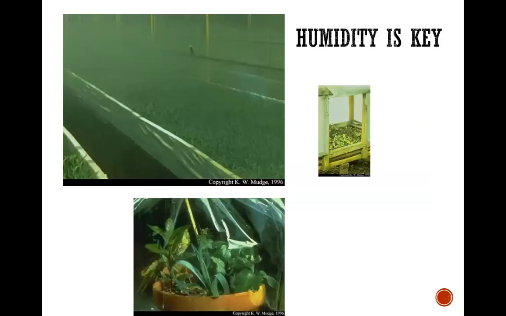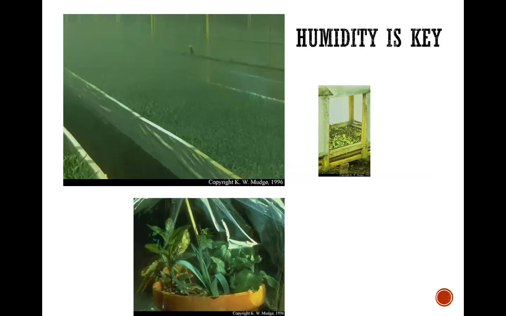So these are just what you can expect to see. If you were doing greenhouse production, you would see these chambers or these greenhouse bays that are very, very humid. And down at the bottom, I just have this picture of a cellophane bag over a pot, because you can do this at home. You don't have to do this as large scale as somebody in industry would.